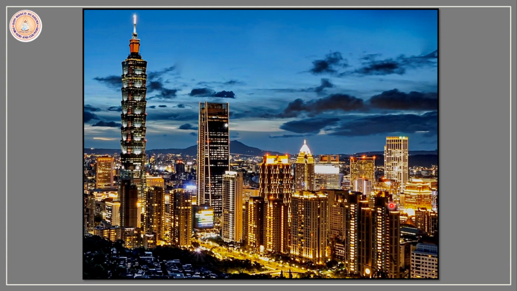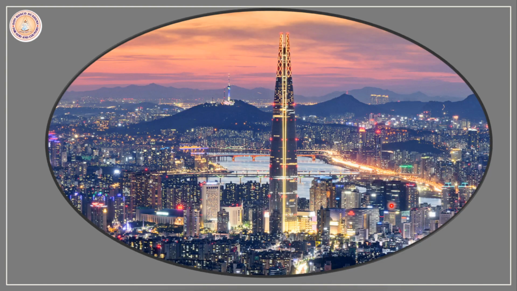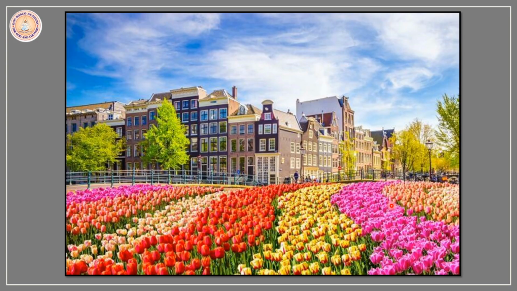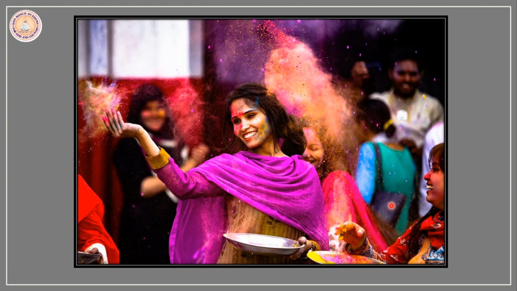Some countries with large populations also have a very high density of population, like Bangladesh, Taiwan, South Korea, Netherlands, and our country, India, are the best examples where the population is large and the density of the population is also very high.